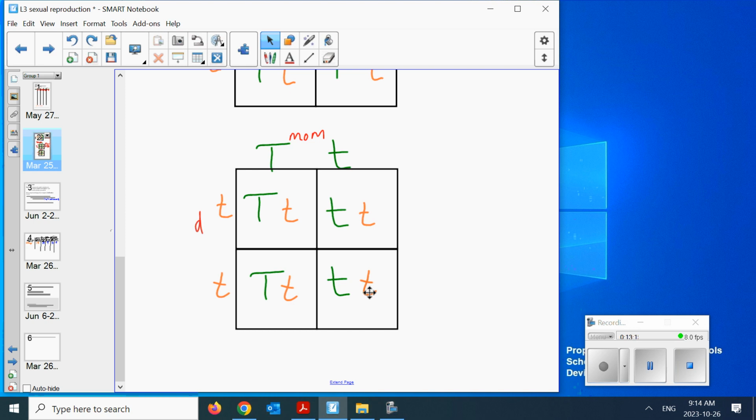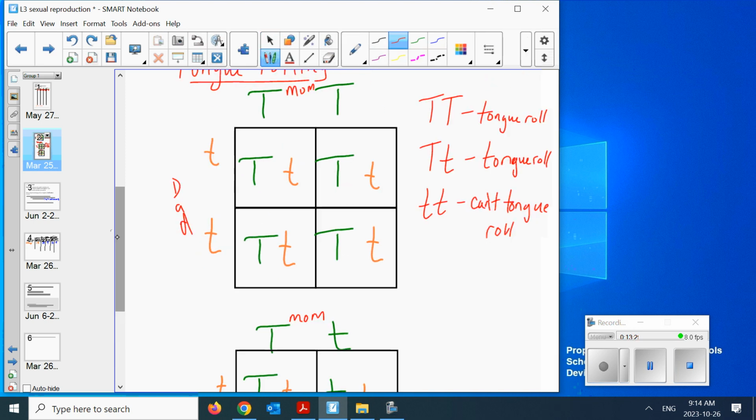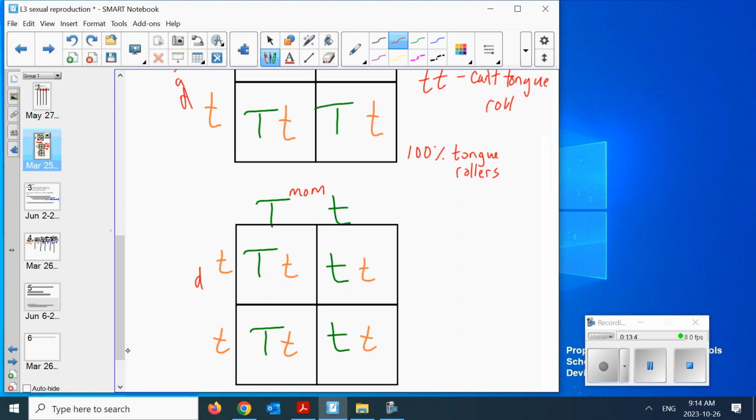what is the scenario for children? You might have some children 50-50 chance. Some could tongue roll, some can't. Right? I'm going to just put underneath here, or maybe on this one here first. In this scenario here, 100% tongue roll. There are children there, 100%. Okay.